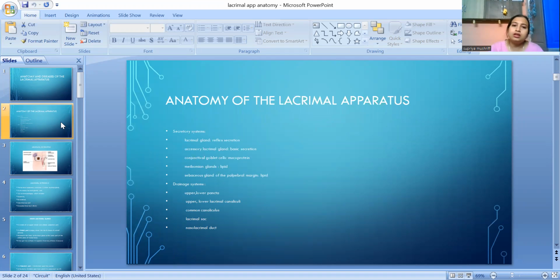Secretory system of the lacrimal apparatus consists of the sources from where the tear is secreted. It's secreted from the main lacrimal gland by reflex secretion and by accessory lacrimal glands by basic secretion, and the conjunctival goblet cells by mucoprotein, Meibomian gland by lipid, and sebaceous gland of the palpebral margin for lipid. Now the drainage system. It includes upper and lower puncta, lacrimal canaliculi, upper and lower lacrimal canal, common canaliculus, lacrimal sac, and nasolacrimal duct.